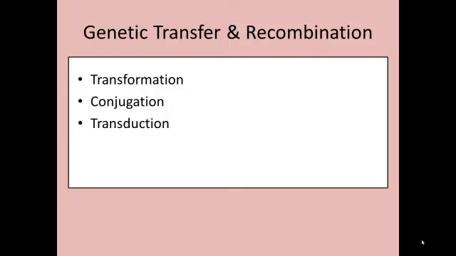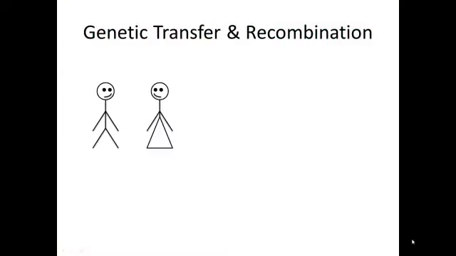Now, this type of genetic transfer is important because it leads to variation within the population of bacteria, which otherwise they wouldn't get because they're reproducing asexually. In other words, making clones of themselves. Now, one more thing that you need to know before we talk about genetic transfer and recombination are the two different types of genetic transfer.